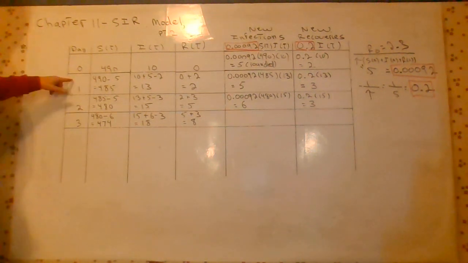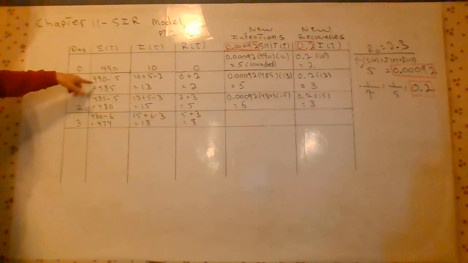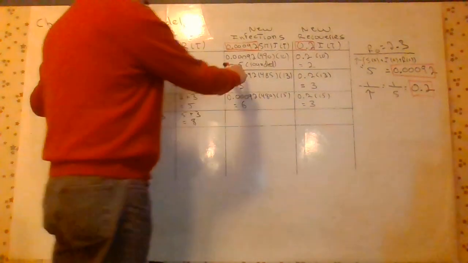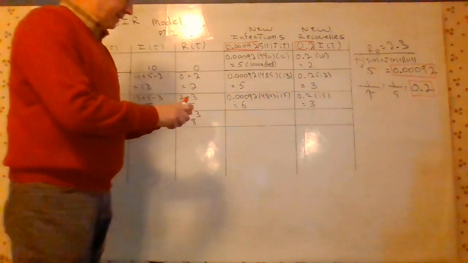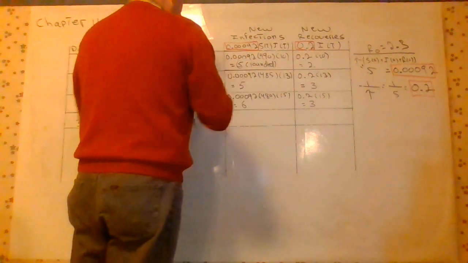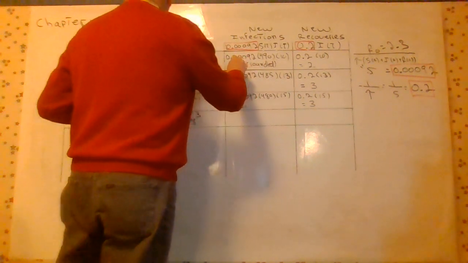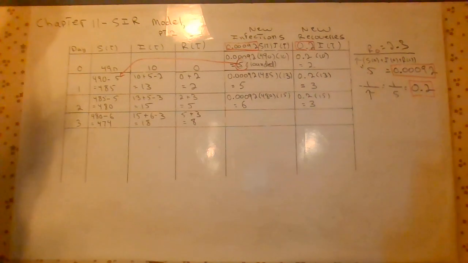Then we come down to day 1, and S of 1 is going to be 490 minus 5. Okay, we have 5 infections, so 5 of these susceptibles became infected. Let me use the red marker. This is that 5 right there. And so we have 485.